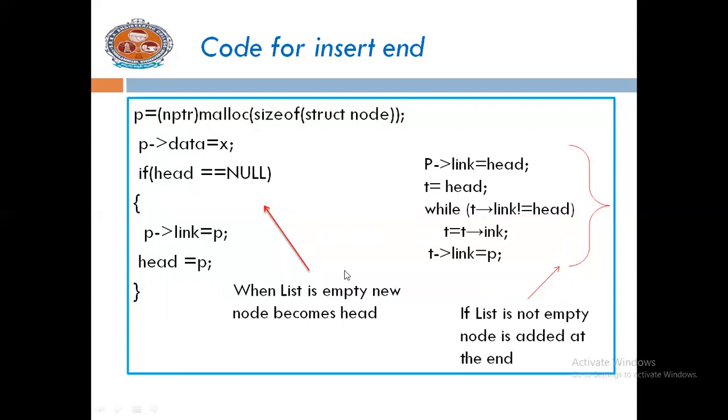To go to the last node in the list, we are using the loop, while T of link not equal to head. So here T is the last node. At the end of this loop, T points to the last node, and we are adding the new node P at the end of the list. So the previous last node, which is nothing but T, the previous last node link part must point to the newly added node. That's why T of link equal to P. So here the new node P is added at the end of the list. So in this case, head is not changed. Head remains unchanged.